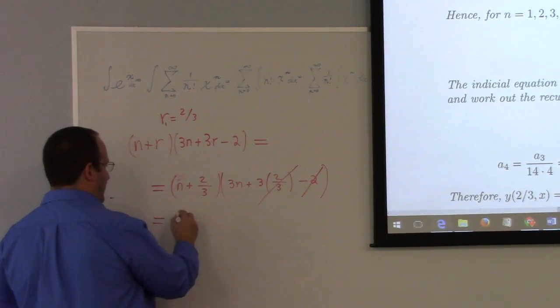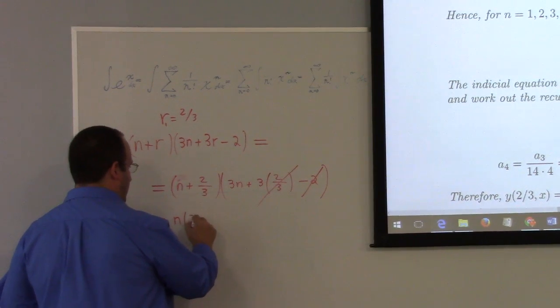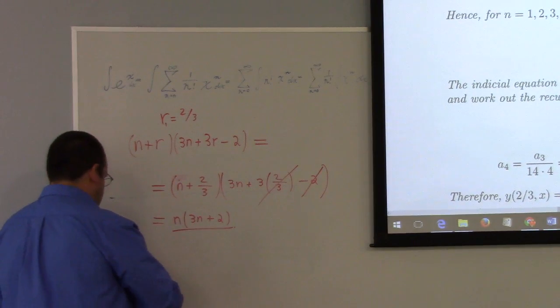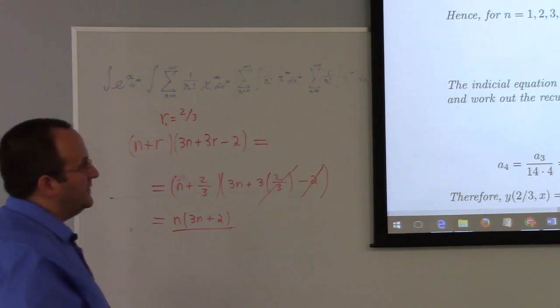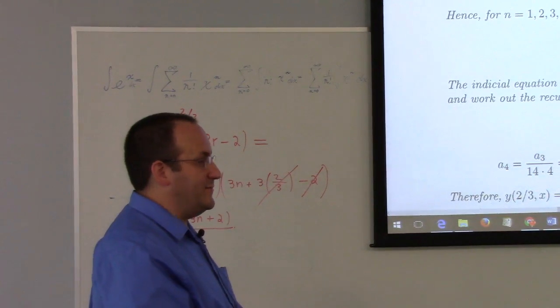And then the 3n multiplies to give me n times 3n plus 2. So distributing the 3 through to kill the fraction and moving the n to the front. And there you go. That's this. And then I just start doing hand-to-hand combat with the thing.